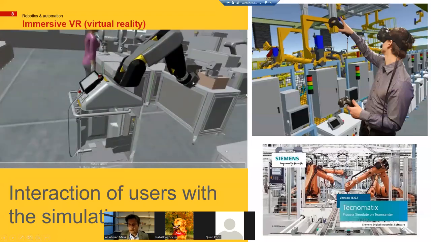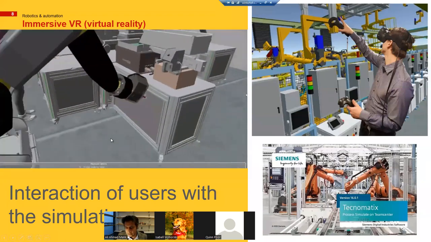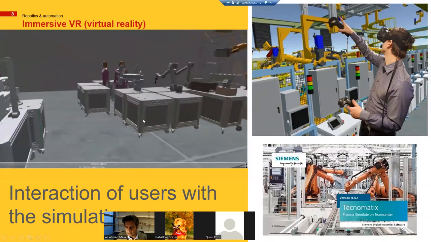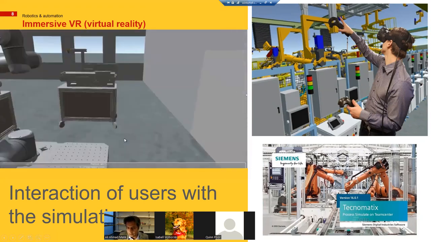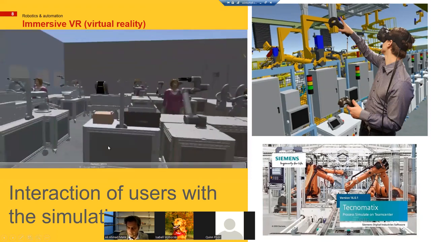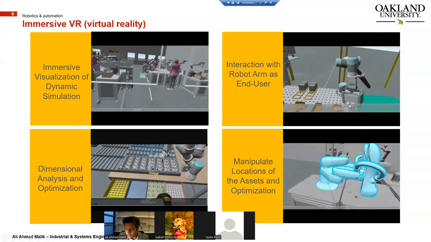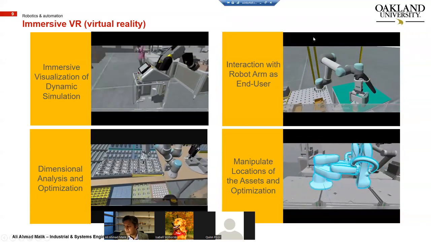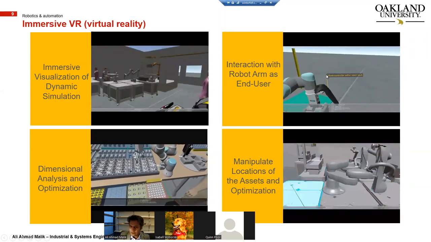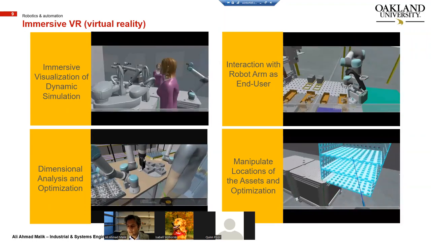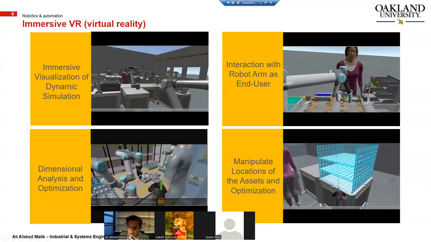Yes, here you can see this VR thing. If you are wearing a headset and you have created a simulation, for example, in this Tecnomatix Process Simulate, you can use these VR headsets and enter into the simulation and interact with the robot. You can define pick and place positions in the VR environment. You can change the layout. So all these things you can do in the VR environment.